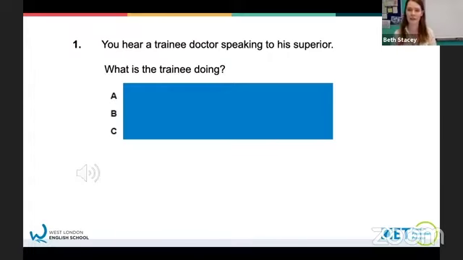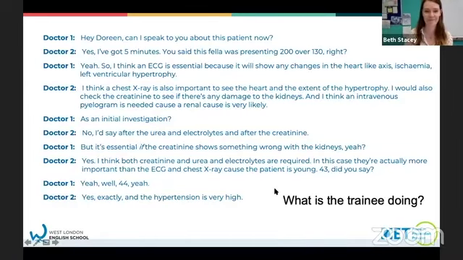Okay, so have a think. You can type your answers into the Facebook comments. So what is the trainee doing? Okay, so I've got the transcript here. Just have a read through it and see whether you still agree with your answer.